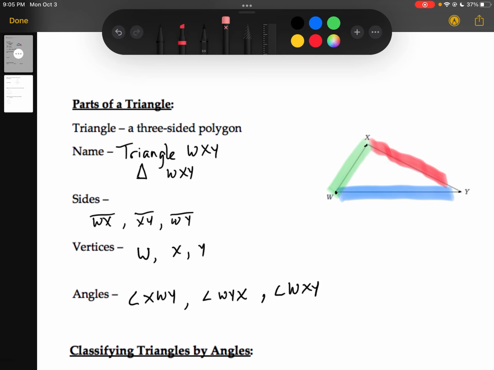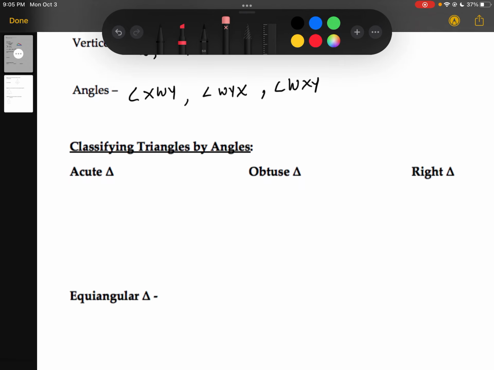And again, just a few things that we're looking at here in terms of making up a triangle. So if you're breaking down a triangle into its components, we have its name, we have its sides, we have the vertices, and lastly, we also can look at it using its angles.